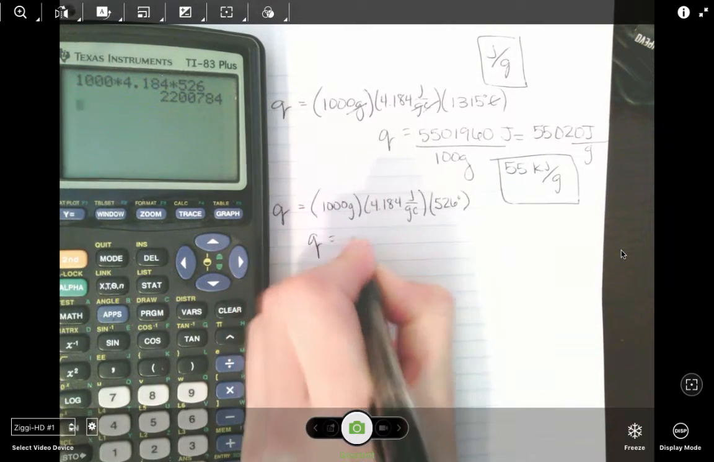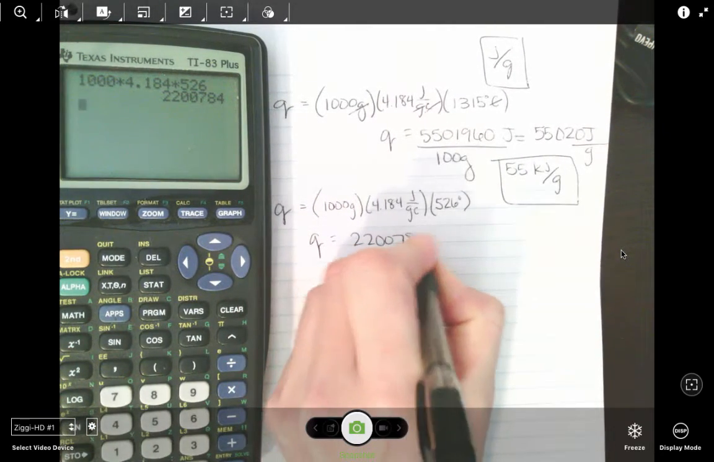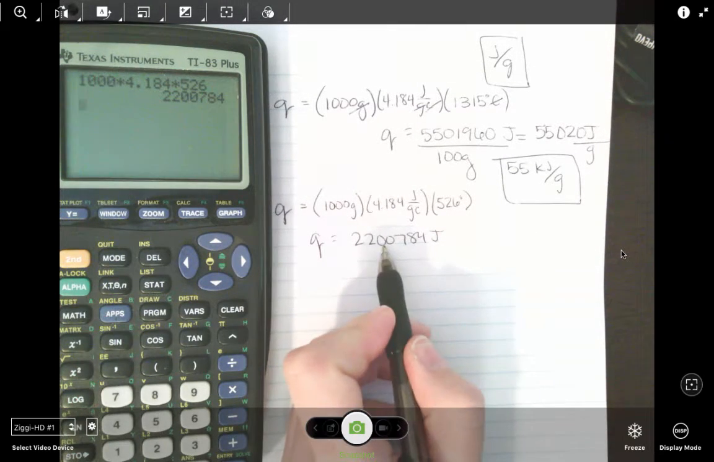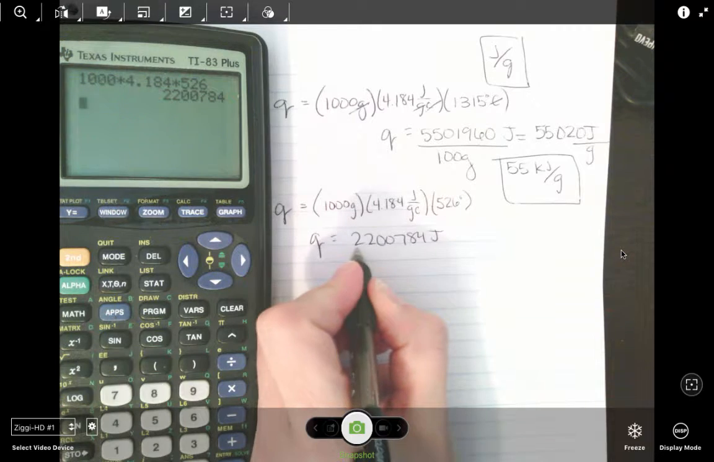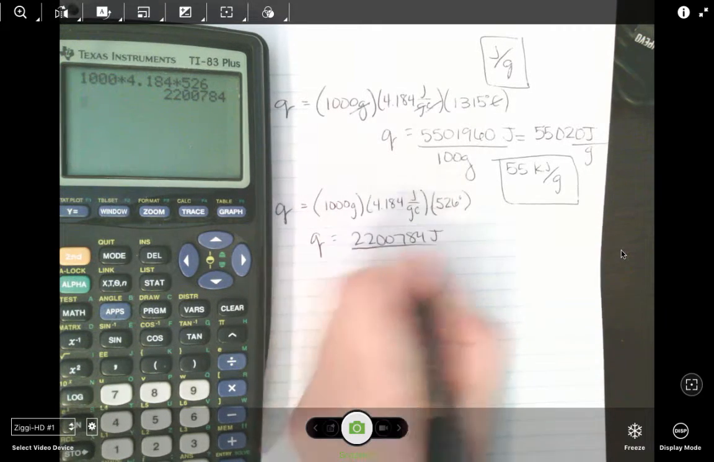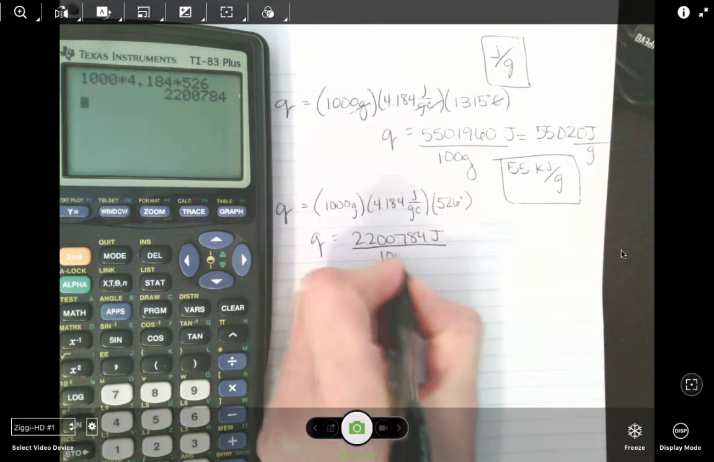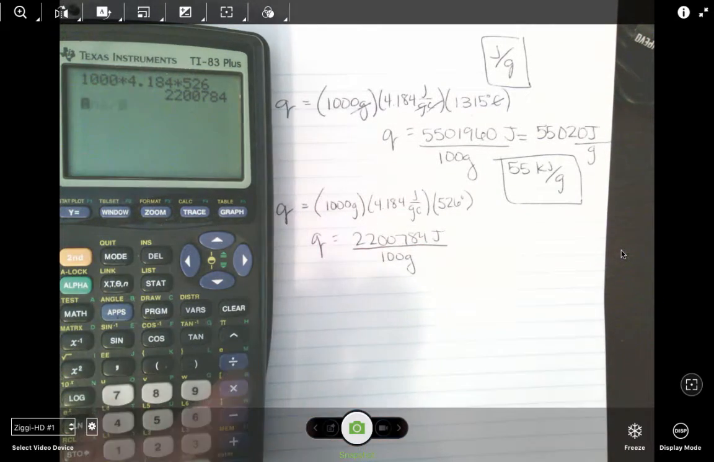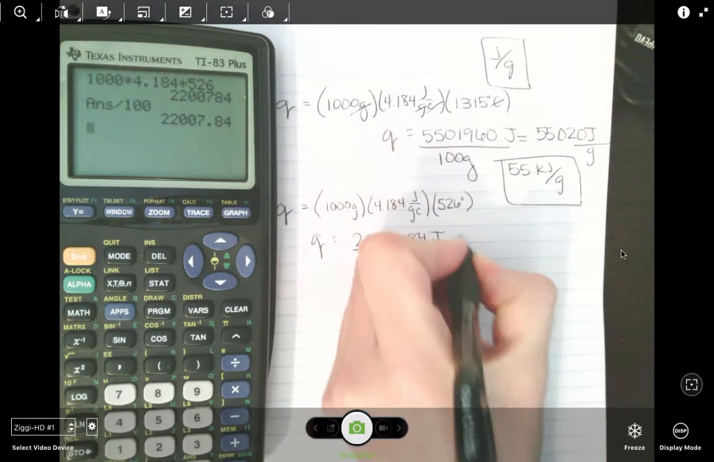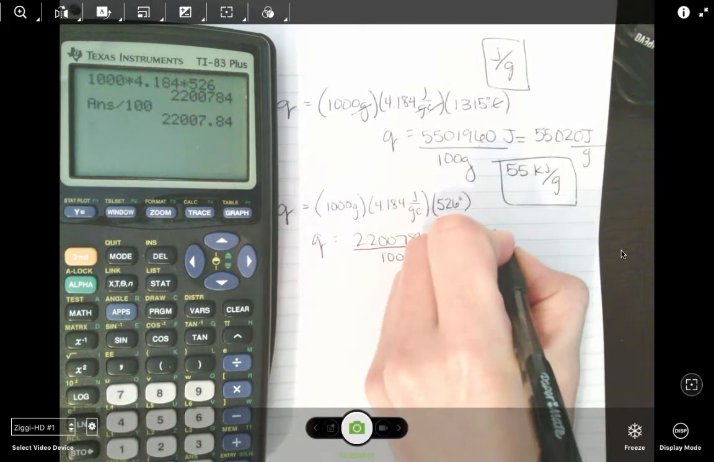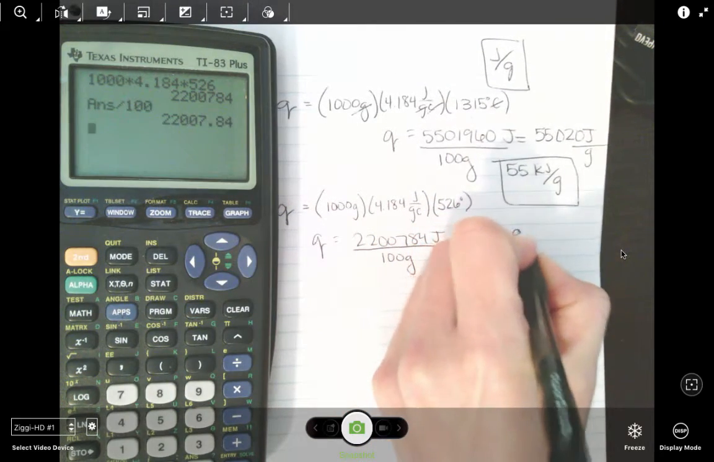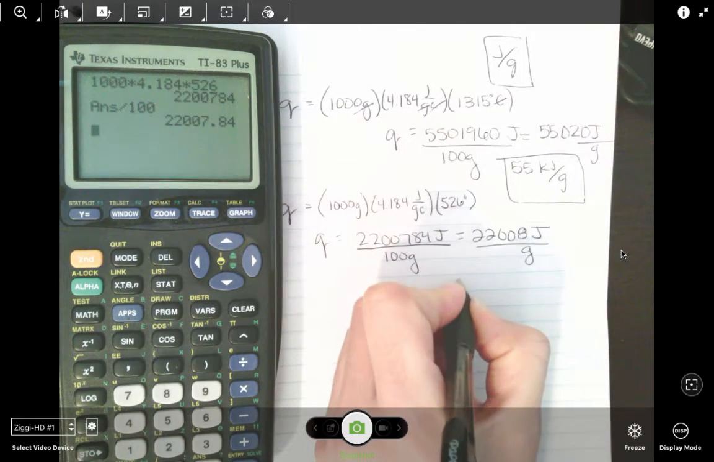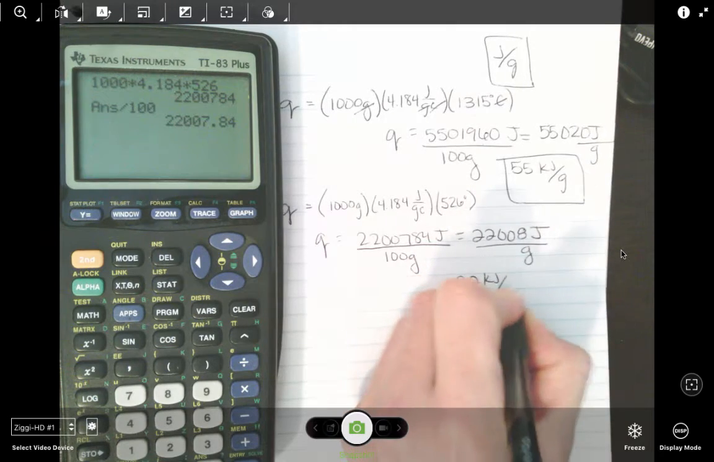So Q equals 2,200,784 joules. And this is just how much energy was released by the methanol, but we need to figure out the energy density, which is joules per gram, or kilojoules per gram. So I need to divide by the mass of the fuel burned. So divided by 100 equals 22,007.84. I'll just round that to 22,008 joules per gram, or 22 kilojoules per gram.